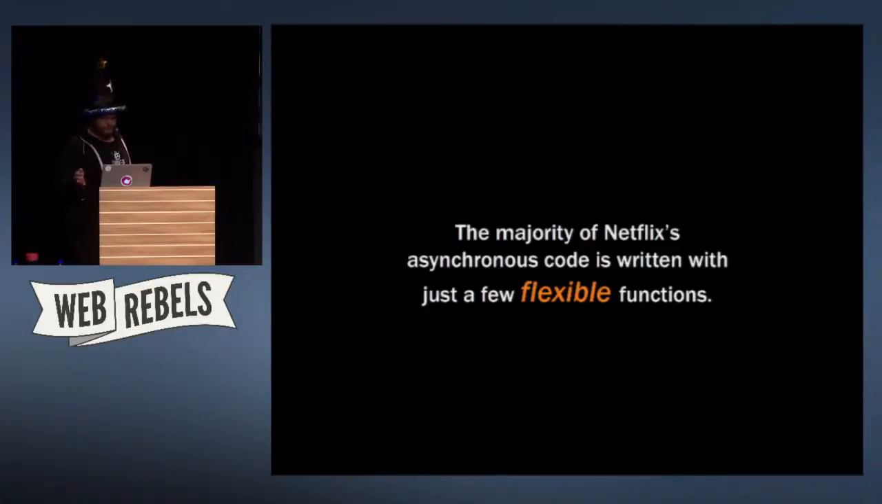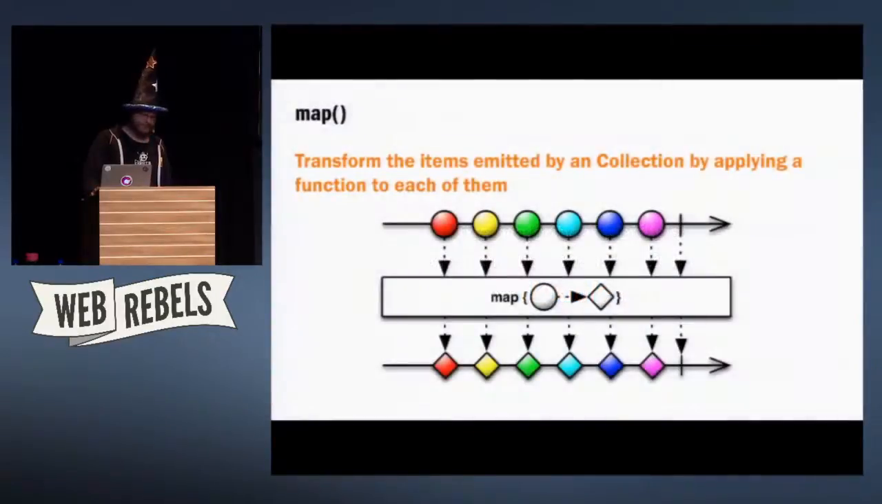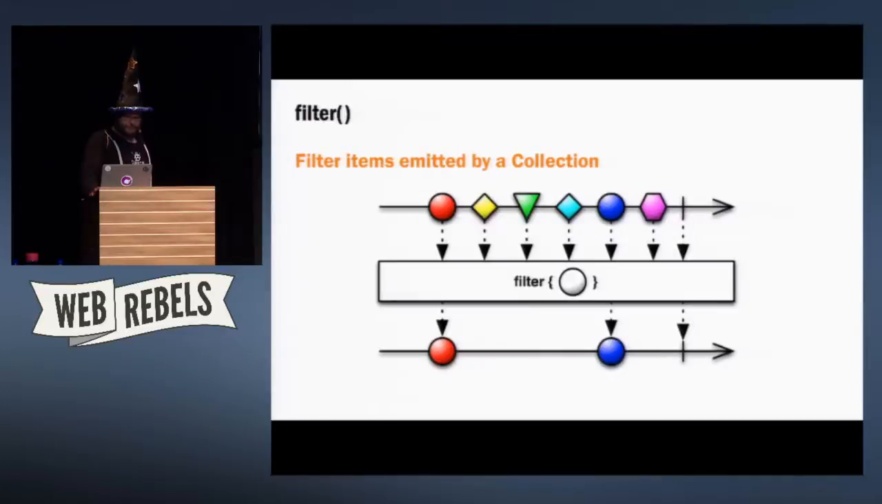Now, the majority of Netflix's code, and I'm going to show you some code examples that they've had along the way, can be solved pretty easily by just using the functions you're pretty much already used to when dealing with arrays. For example, map you're already familiar with in terms of arrays, where you take an item and you transform it to something else, such as taking a circle and turning it into a triangle. Same thing with filter.